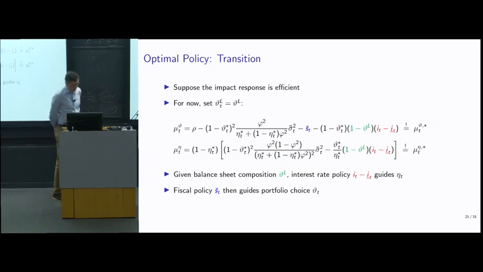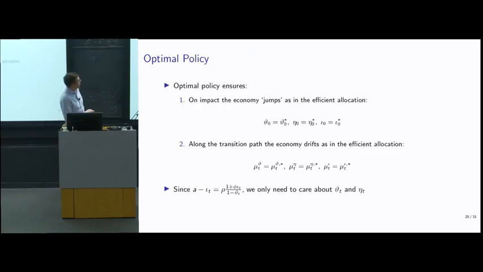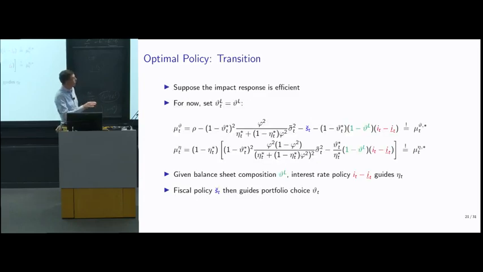Okay, so let's again reiterate, we want to do the transition path and the jump. We want to do them both right. Let's start with the transition path. So suppose that your initial jump was efficient. You jumped to the right point. Now the question is, how do you guide the economy along this deterministic transition path going forward? So for simplicity, let's set this QE policy, this vartheta L, to something constant. In fact, whether you achieve efficiency or not is not going to depend on the value that you set here, as long as it's not equal to 1, as long as you don't go full QT. But for simplicity, let's set it to something constant.